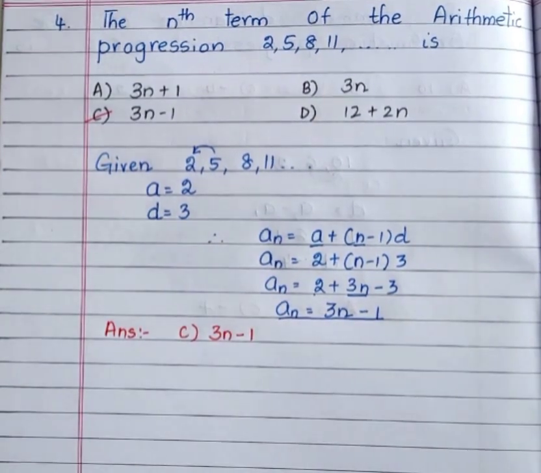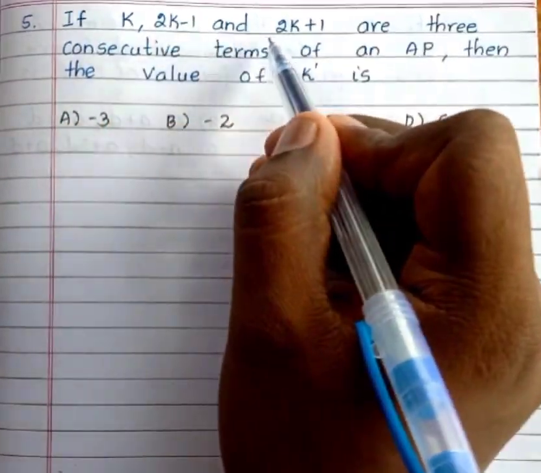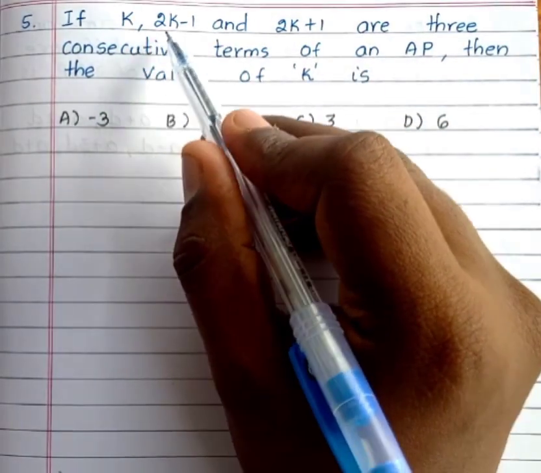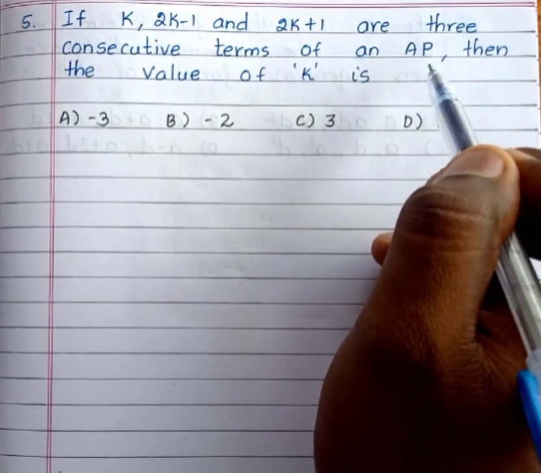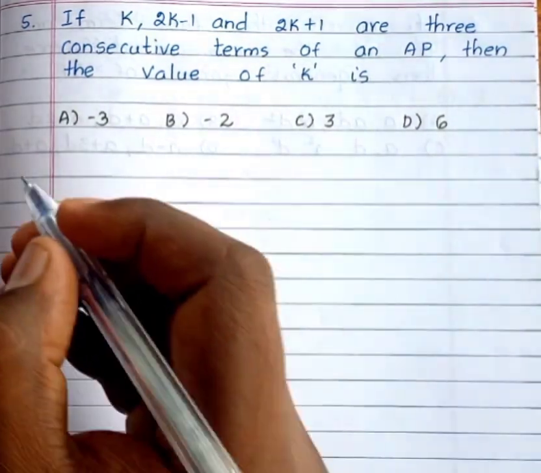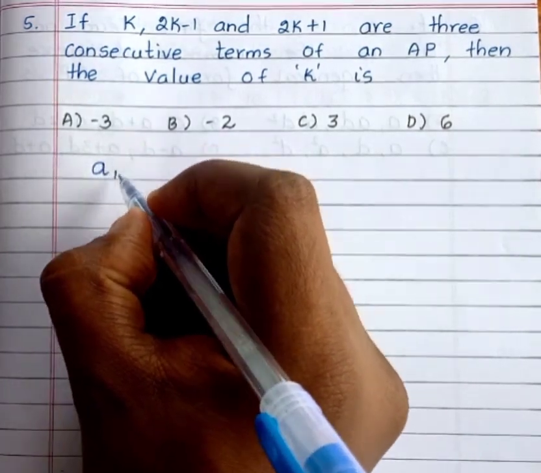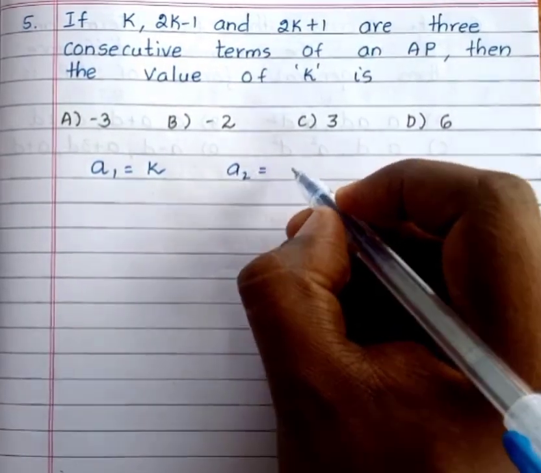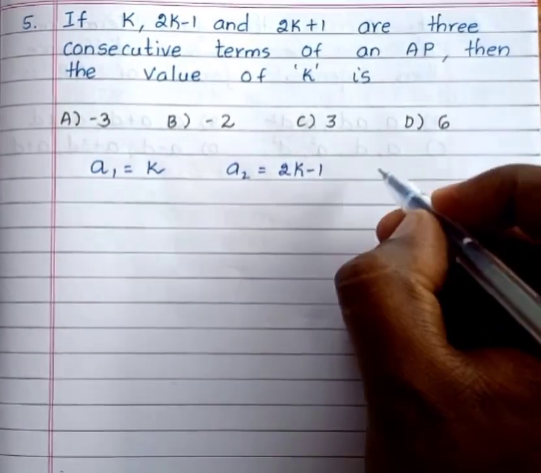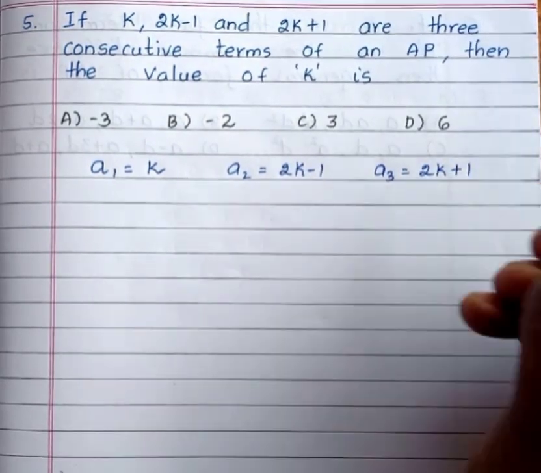Very simple question. Now we will be moving to question number 5. If k, 2k minus 1 and 2k plus 1 are three consecutive terms of an AP, then the value of k is. If you are solving this kind of question, consider the first term a1 as k, a2 as 2k minus 1 and a3 as 2k plus 1.